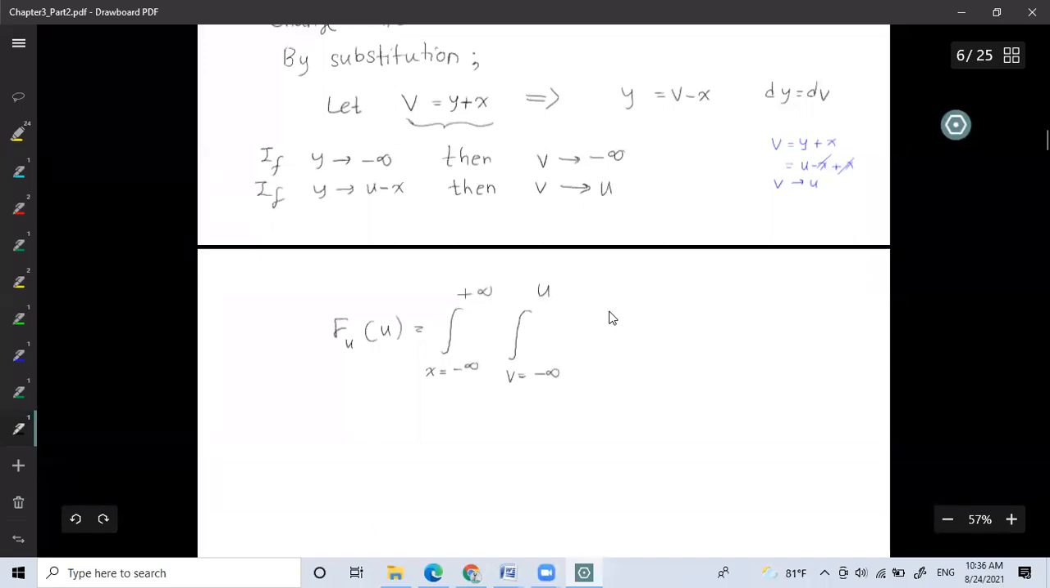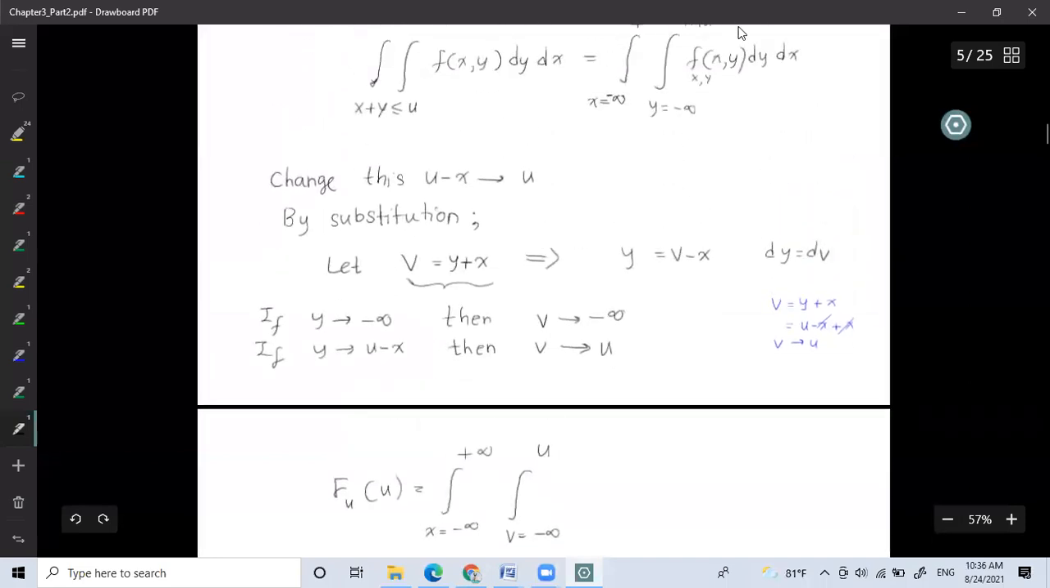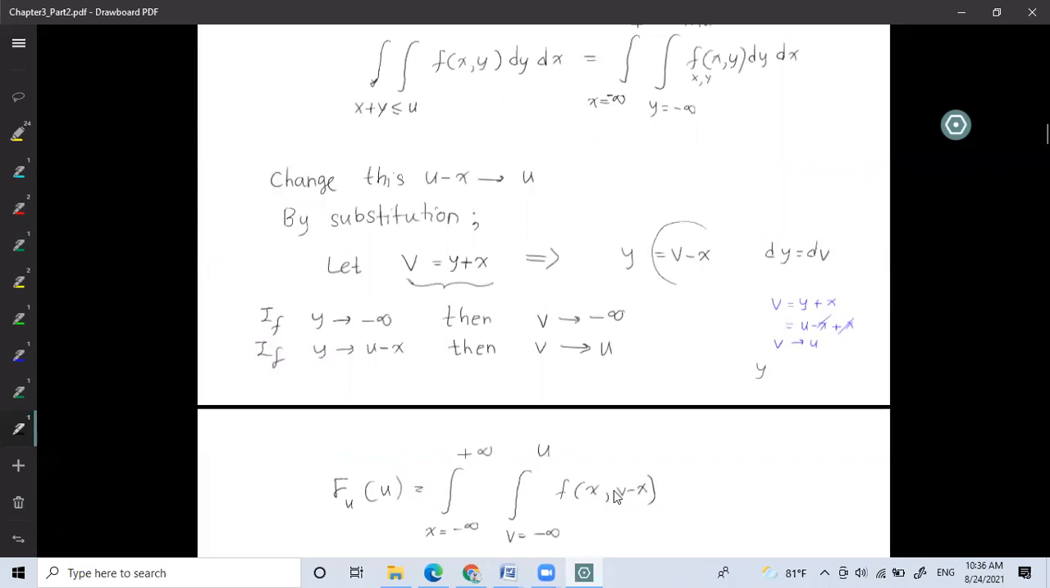Now it is very simple, but make sure you change the variables inside accordingly. Now what will be the change? We haven't touched x, so x will be there, but instead of y, what should we write? If v equals y plus x, y will be v minus x. So instead of y, we have to write v minus x. And our variable dy should be changed to dv, and this dx will remain as it is.